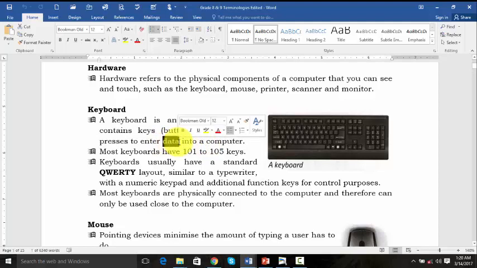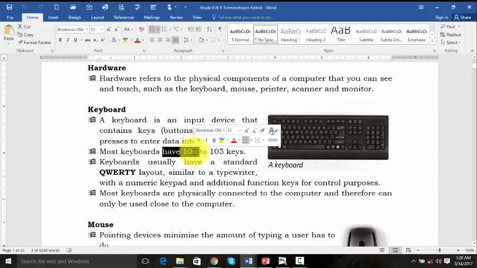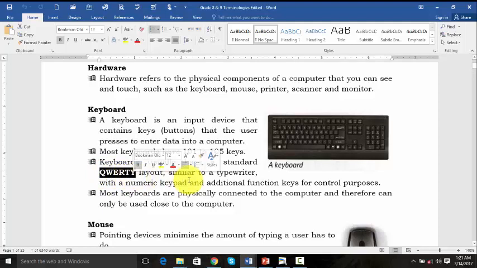That is text, audio, video, and the images into the computer. Now we go further to say most keyboards have 101 to 105 keys on their keyboard. Then keyboards usually have a standard QWERTY, which is read similar to a typewriter.